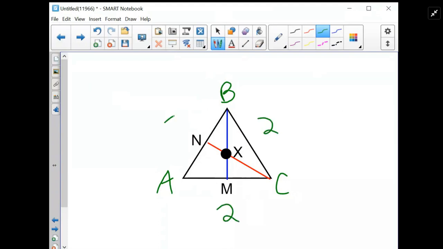And then they told us it's equilateral and each side is 2. So that means all of these are 2. And that also means we know AM is 1 because that's half of 2. M is the midpoint, which divides the line in half. And then over here also, MC is 1.